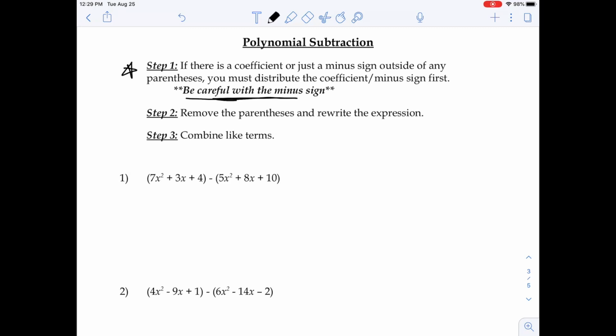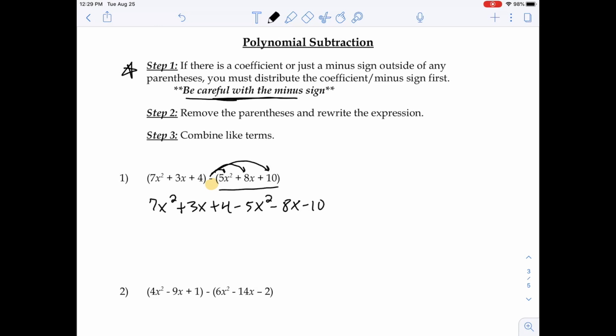So let's go ahead and take a look at this first problem right here. So while we don't have a coefficient in the front, we do have this minus sign right here. Go ahead and highlight that. So we need to distribute that to all of these terms that are right after that parenthesis from the minus sign. So when I do that, it's just going to change the signs because basically what I'm doing is I'm multiplying all these terms by -1 because that's really what's in front here. So when I go ahead and rewrite everything, I have 7x squared plus 3x plus 4. Now when I go ahead and distribute that, that becomes a minus 5x squared minus 8x and then minus 10.